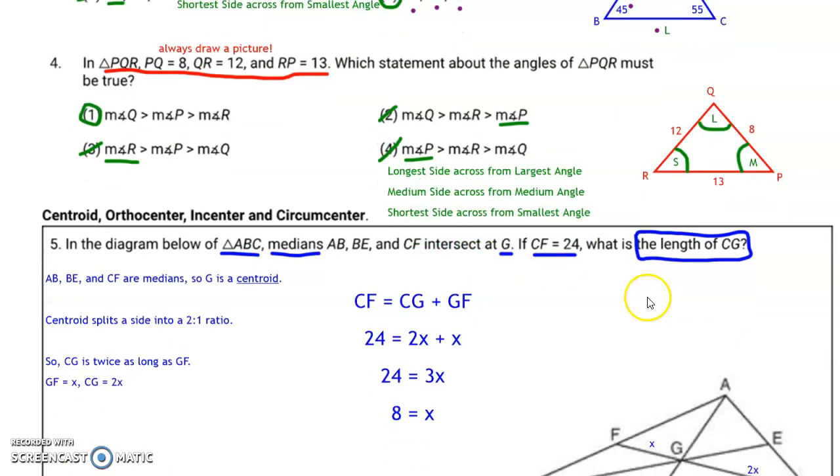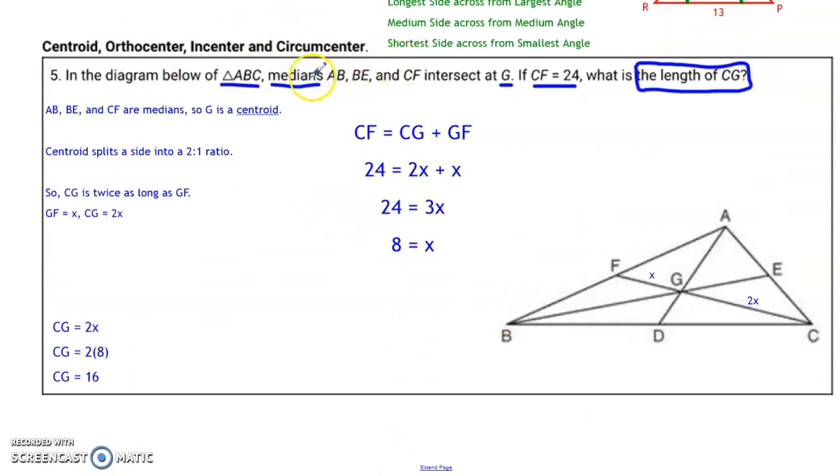So that's no good. Last but not least on this page, we're told that these are medians and they intersect at a point. If medians intersect at a point, that means it's a centroid. If it's the centroid, that means it splits a side into 2-to-1 ratio. That means whatever this side is, we call it 2x, and this side we call it x, because it's a 2-to-1 ratio. I can set up an equation that says that CF, that median, is equal to CG plus GF, which are the parts of the median. Then I can say 24 is equal to CF because it's given to us, and then 2x and x, which is what we said for centroid.